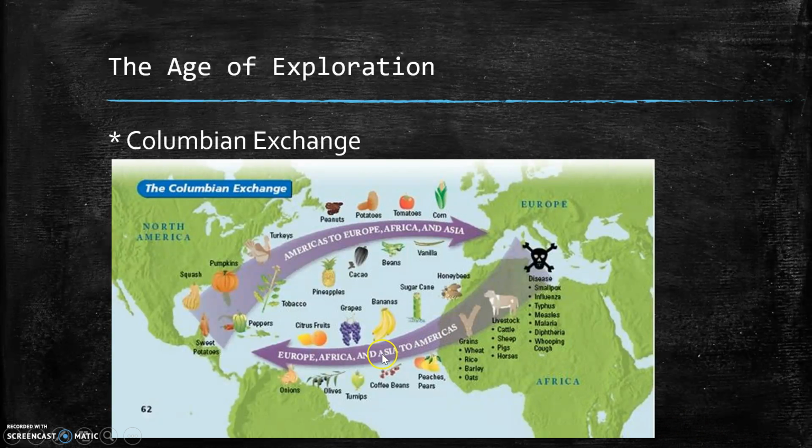As you can see, there are some really good items being transported back and forth from Europe to America, and also between America and Africa. But you will also see some diseases, such as smallpox and influenza, which are also transported back and forth.